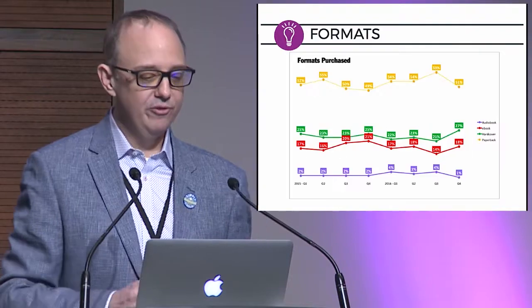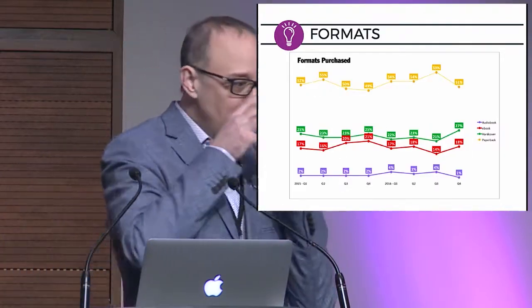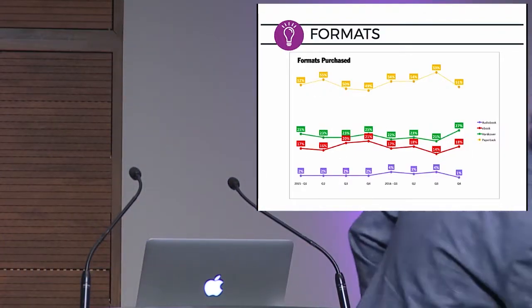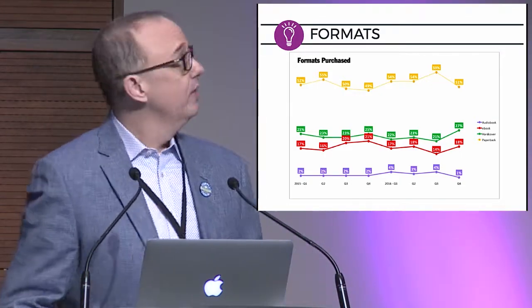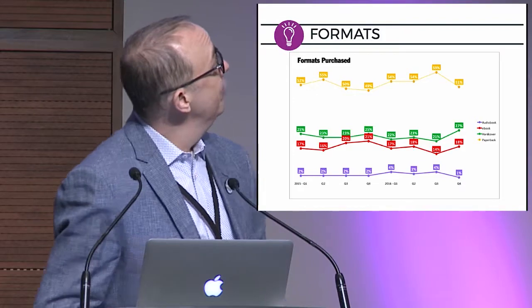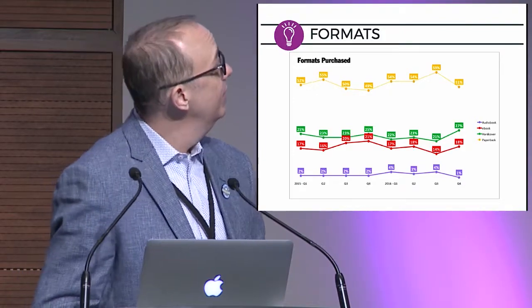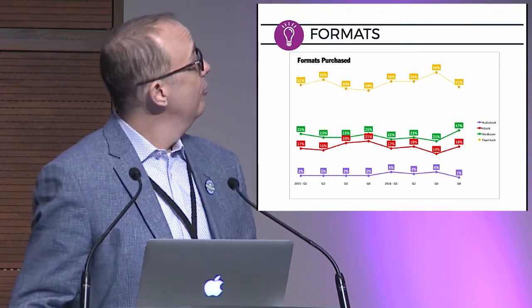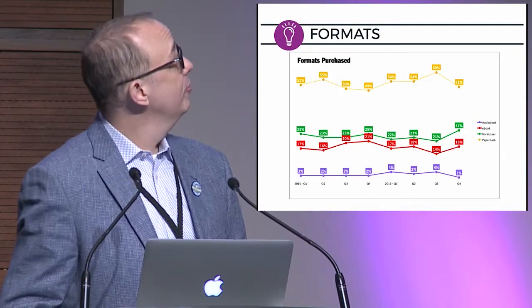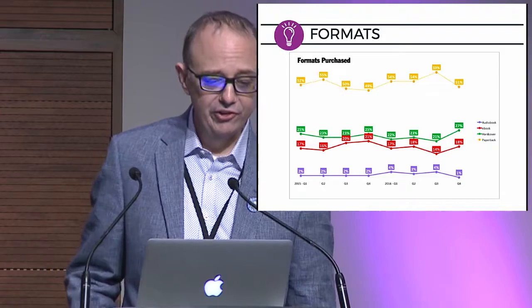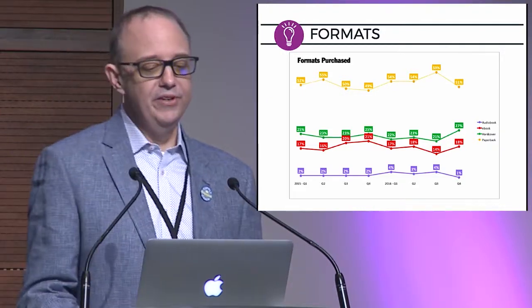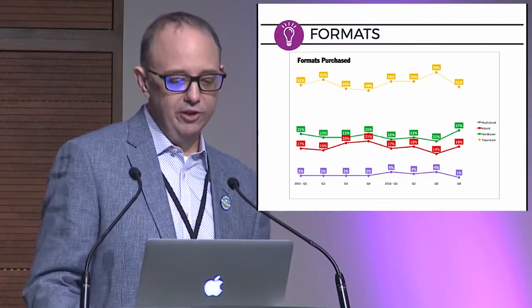So let's look at formats for a second. Formats over time. You can see paperbacks are at the very top there. They're about 50% of the market and stay about that. Hardcovers around 20%, and then ebooks around 15% or so, 17%, I should say. So it's been trending up and down, and actually our ebook numbers have gone down a little bit over time.